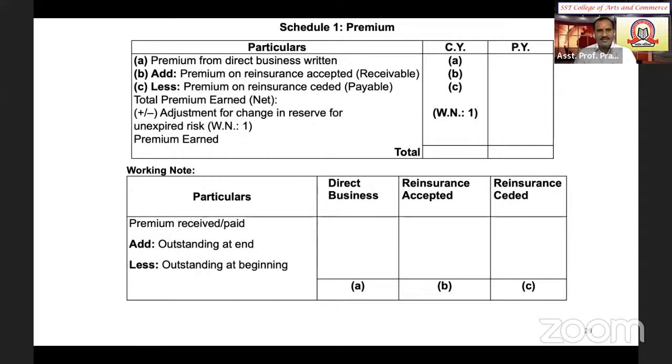Then in your schedule 1, there is an adjustment for changes in reserve for unexpired risks. Many students make mistakes here because they are confused whether to add or less. And what about the unexpired risks? We will see in the next slide.